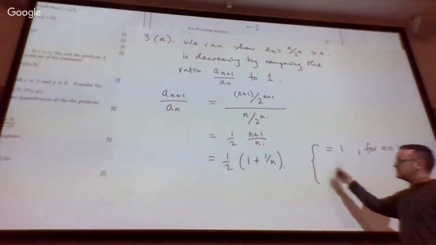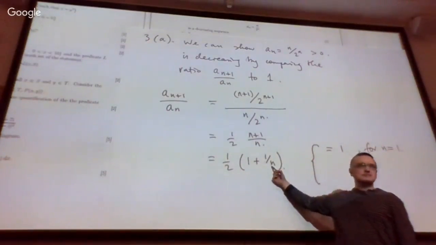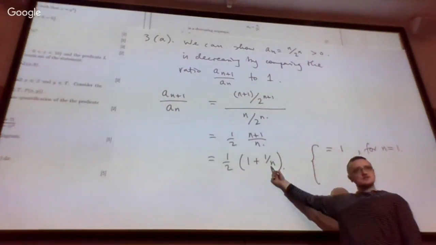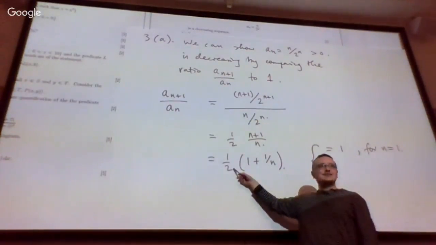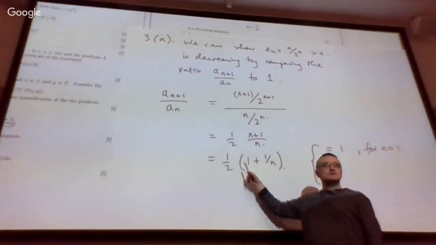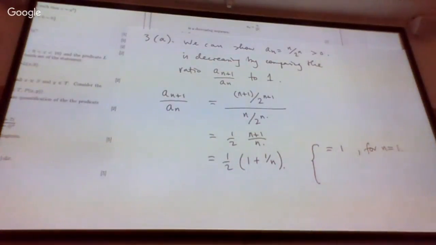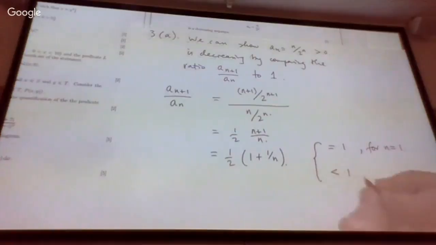But for every other value of n, it's 1 plus a small bit. So it's a little bit bigger than 1, but not bigger than 2. Well, then you're taking a half, so that's going to bring it back down below 1. So it's strictly less than 1 for n bigger than or equal to 2.